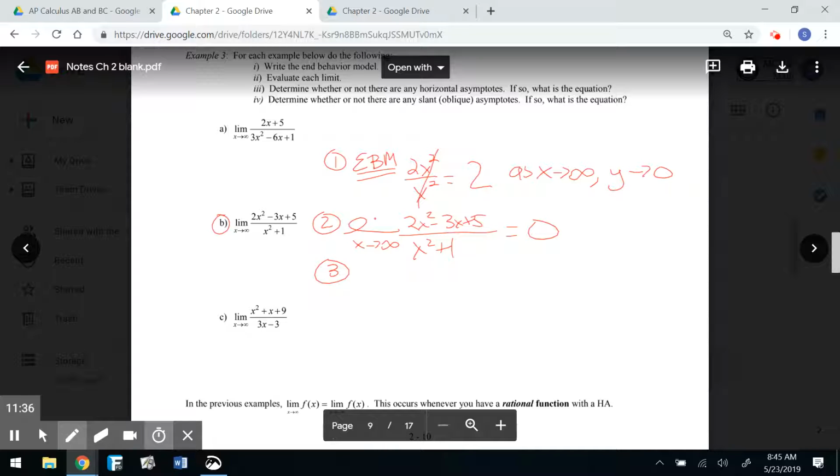Step 3. So y goes to 2. That means the limit is equal to 2, right, class? Whew. Good thing you tried this on your own first. 3, determine whether or not there are any horizontal asymptotes. Well, since the limit goes to a value, then yes, we know that there's a horizontal asymptote at y equals 2.